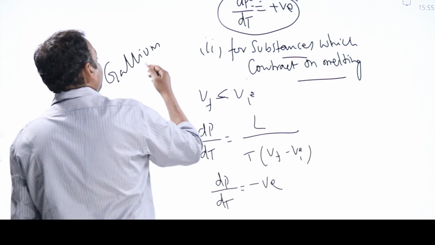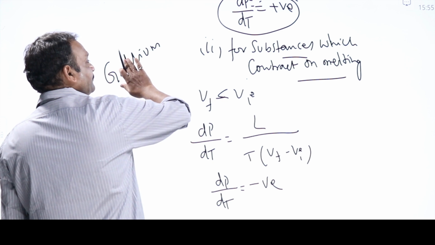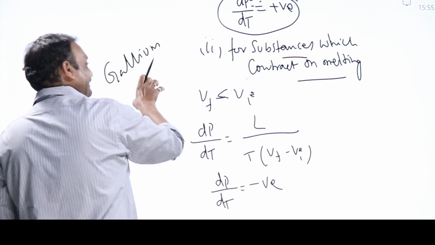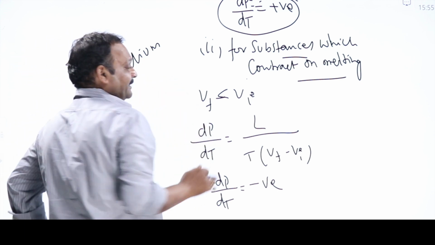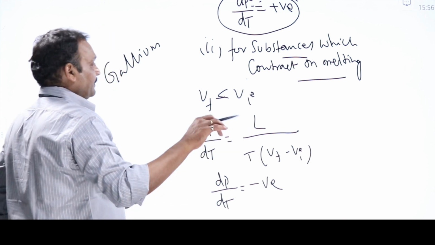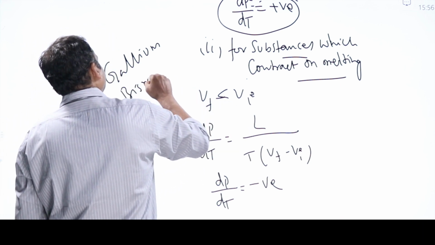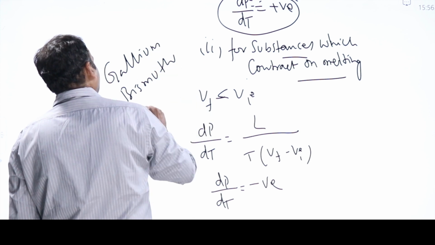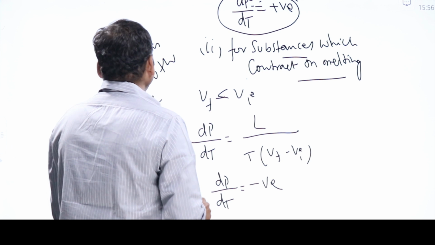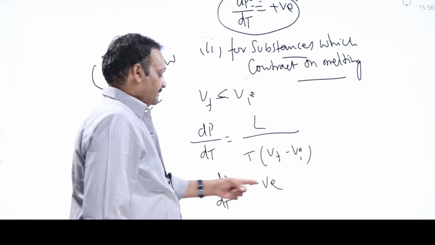When you transform gallium from solid to liquid, its volume will decrease. Means solid gallium's volume is more than liquid gallium's volume. Similarly bismuth is another one. Bismuth is another metal. Best example is ice only, water. These three can be given as popular examples for this process. dP by dT is negative.